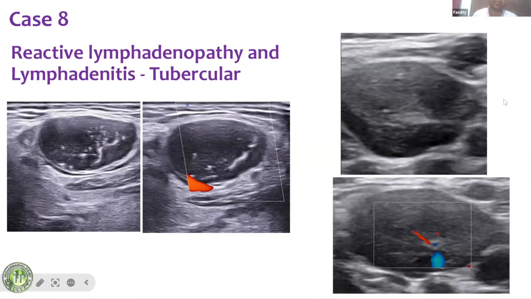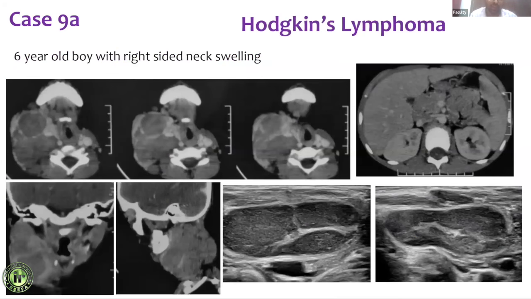So this is a kind of reactive lymphadenopathy. You can't determine the cause of reactive lymphadenopathy. If it is subsiding on a course of antibiotics, it is probably some other infection. But if it is chronic, you always sample that, and if it is necrotic, you have to sample that to prove whether it is a tubercular etiology or not.